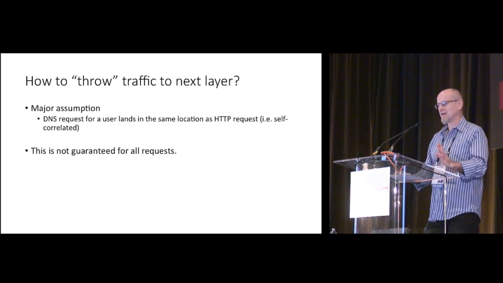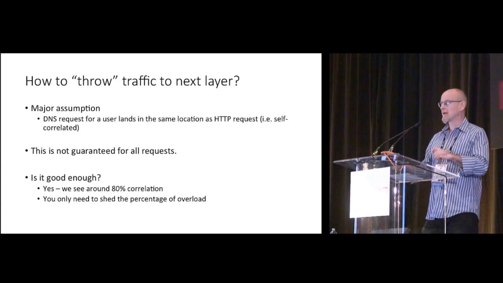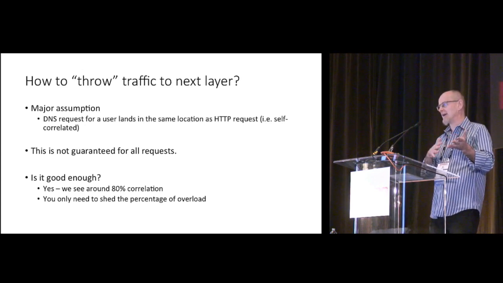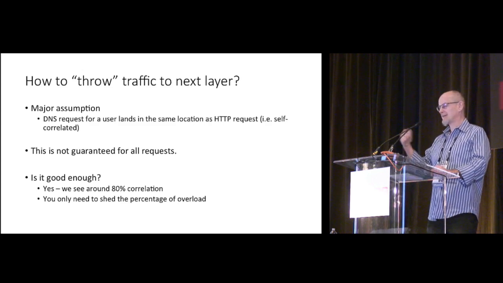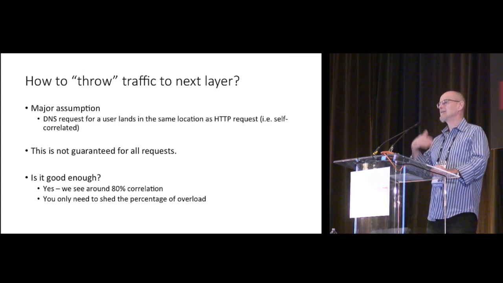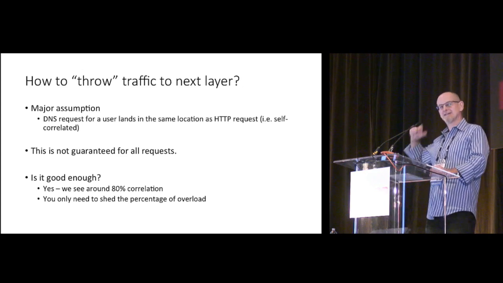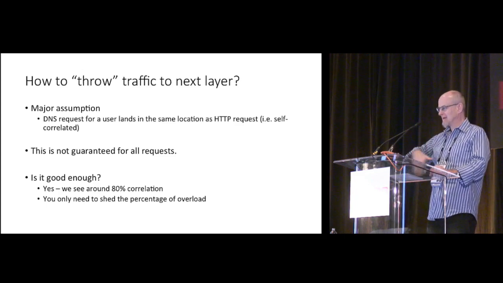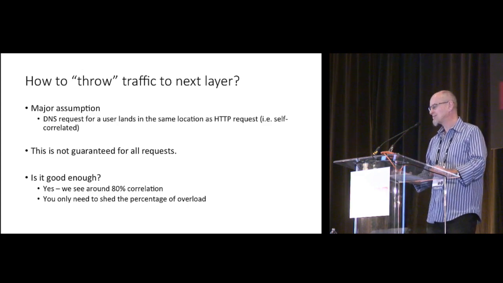The answer is, although it's not guaranteed, it is good enough. So we see, when we scrape through the data, there's about an 80% correlation between where the DNS request lands and where the HTTP request lands. And there are some outliers based on ISP configuration. But in general, it's that. And the good news is, you only need to shed the percentage of traffic that you're overloaded. So if you're overloaded 10%, you can shed it. If you have 80% correlation, you can shed 80% of traffic. There's just 20% somebody else is giving out the DNS answer for, and you're getting that traffic. So this has been sufficient in the real world. And if you get a super huge spike that's just killing you, because it's Anycast, you just pull the node out of the way and let it go somewhere else.